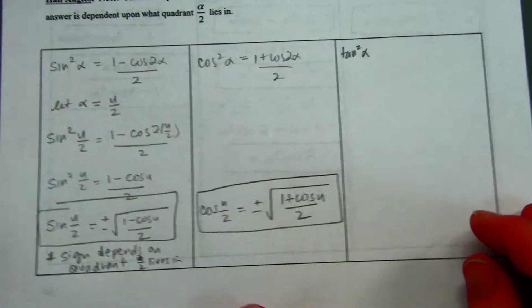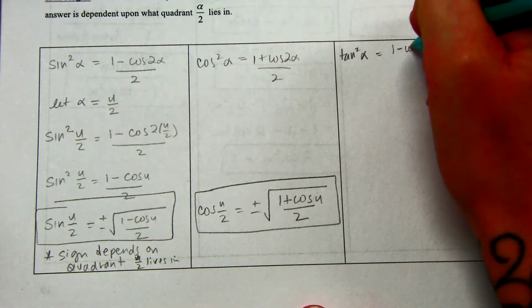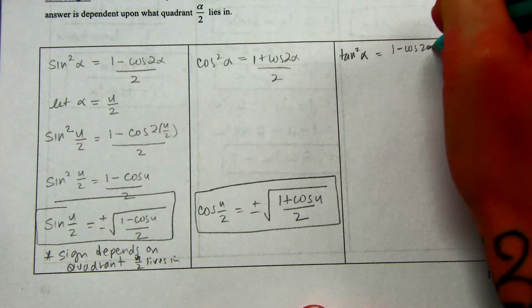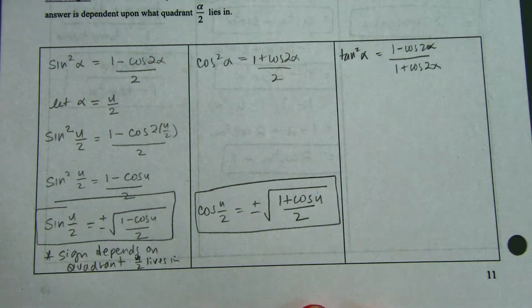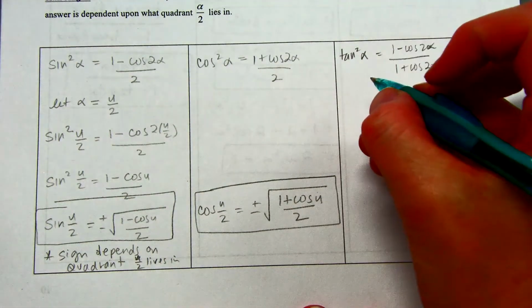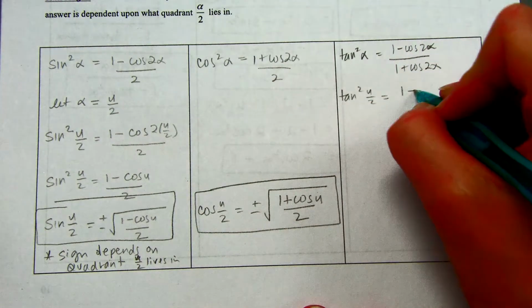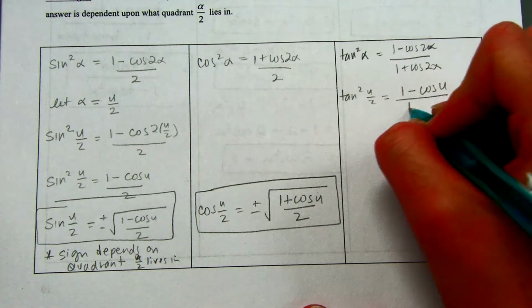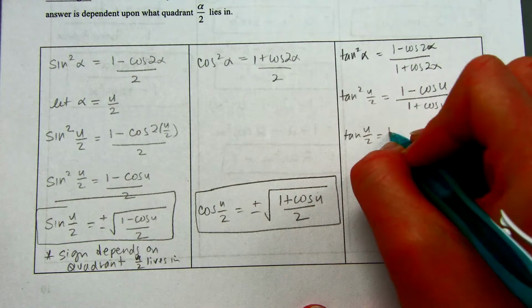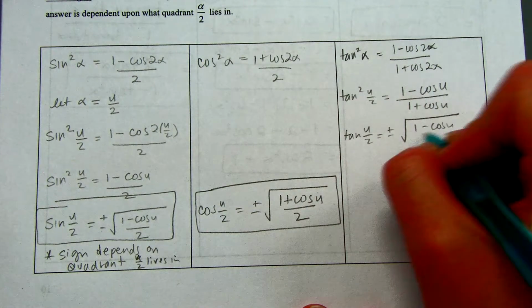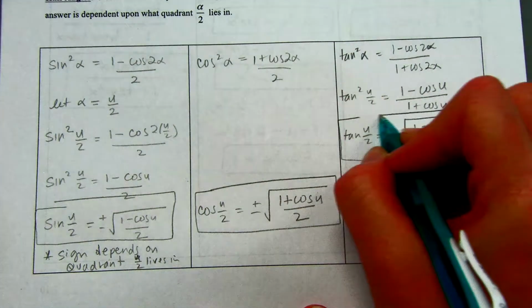So if you take the lowering powers formula for tangent, which is 1 minus cosine 2 alpha over 1 plus cosine 2 alpha, and we do this u substitution as well, let alpha equal u over 2. This is going to be tangent squared u over 2 equals 1 minus cosine u over 1 plus cosine u. And so tangent of u over 2 is plus or minus the root of 1 minus cosine u over 1 plus cosine u. Here's the half angle formula for tangent.